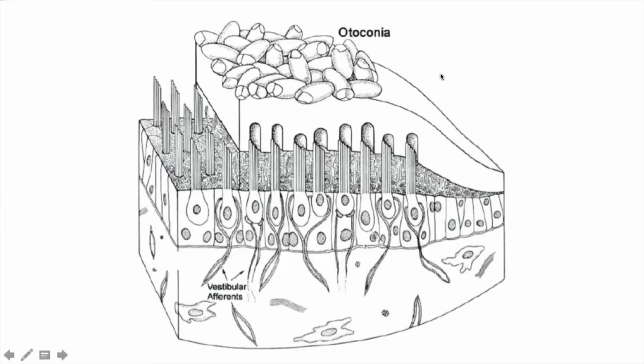Since the otoconia are heavier than the surrounding endolymph, they have a higher specific gravity, so a shift or a tilt of the head displaces them and they align with Earth's gravity.